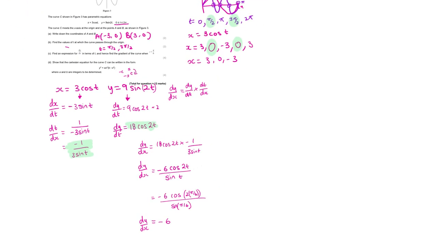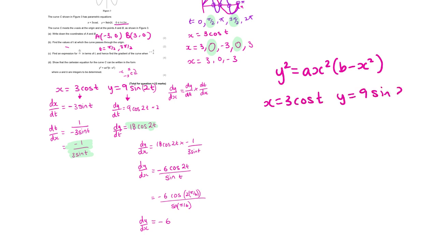It then says, show that the Cartesian equation for the curve can be written in this form. Okay, so wait there. I'm going to write it over here. It wants it in the form y squared equals a x squared (b minus x squared). And what do we have again? x equals 3 cos t, y equals 9 sine 2t.